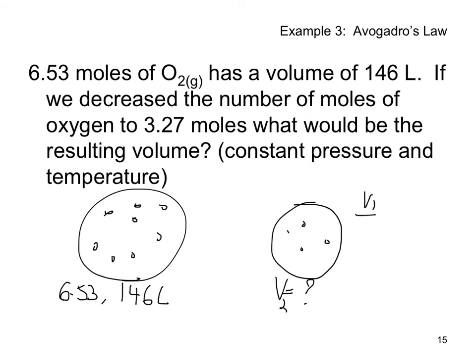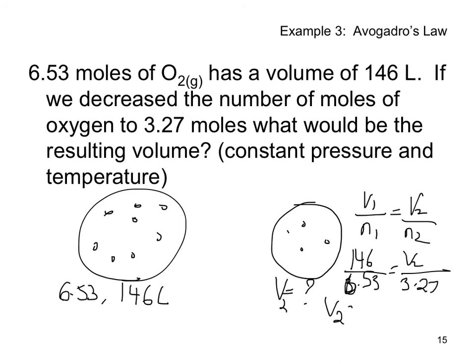We can simply use V1 over N1 equals V2 over N2. The initial volume given is 146 divided by the number of moles, 6.53. Final moles are 3.27. So V2 will come out to be somewhere close to 73.1 approximately. Let's just make sure: 146 times 3.27 divided by 6.53 comes out to be 73.1 liters.